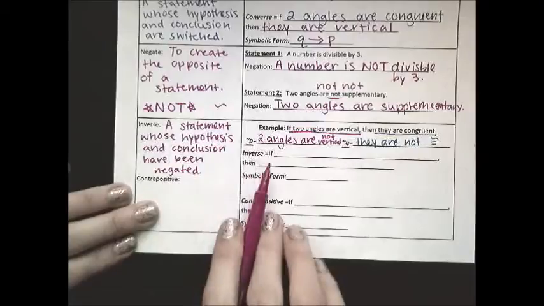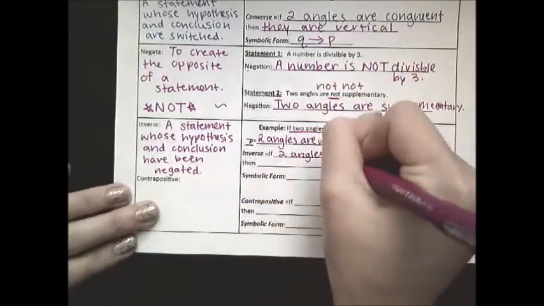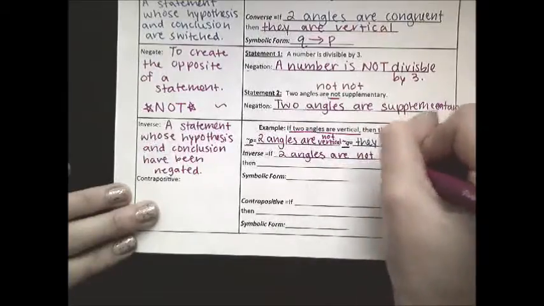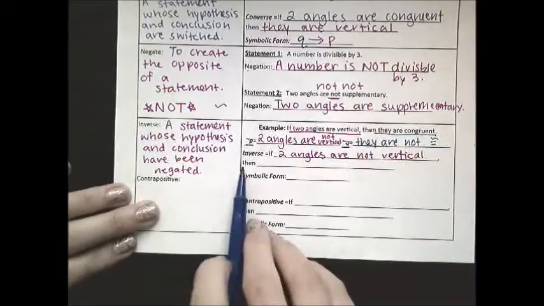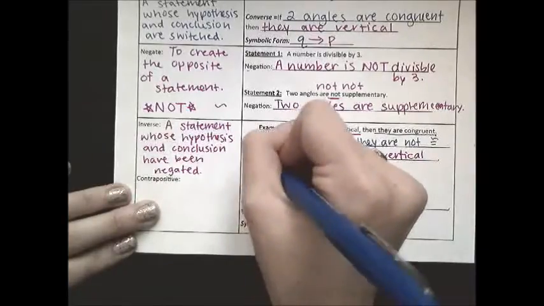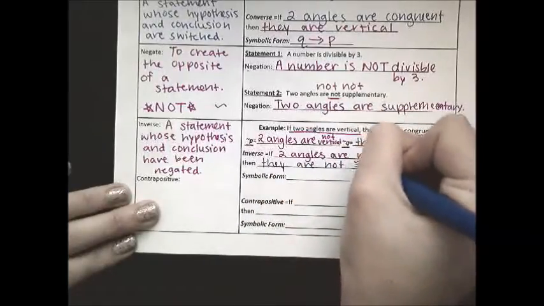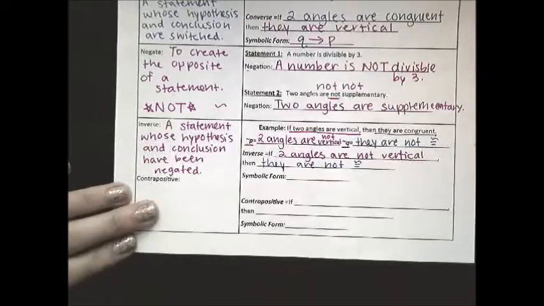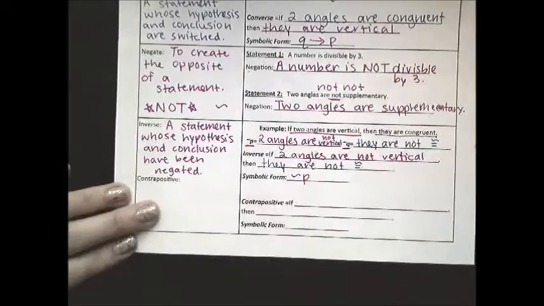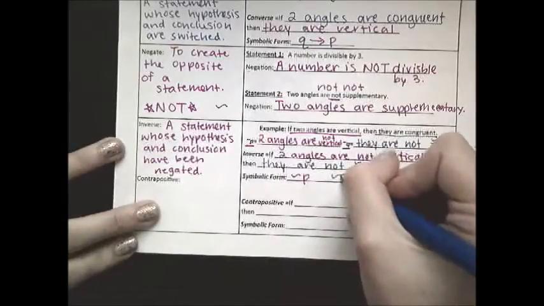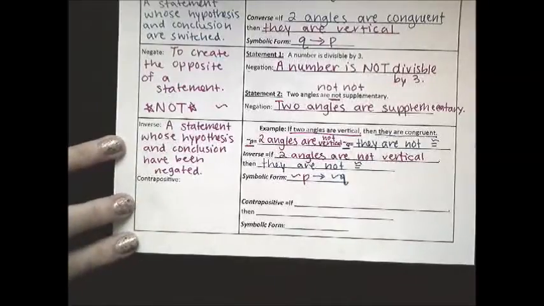So the inverse, if two angles are not vertical, so this is just the negation of my hypothesis, then I have the negation of my conclusion. They are not congruent. So the symbolic form of this is not P and not Q, and in the middle I have my arrow. If not P, then not Q.